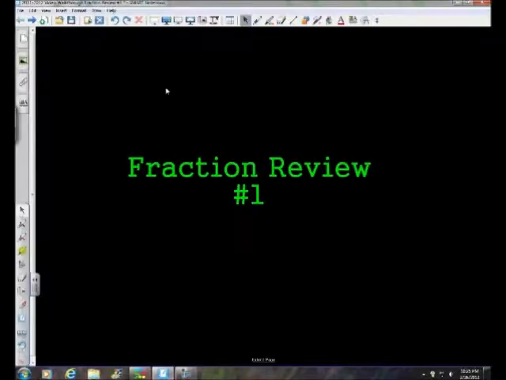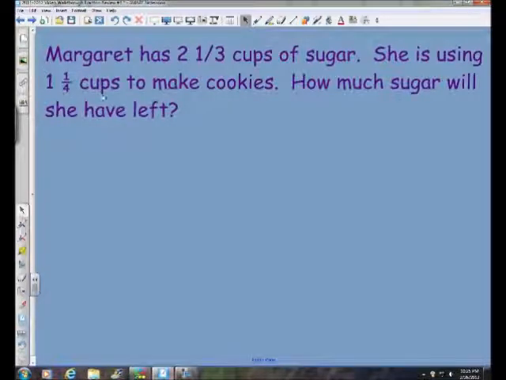Today's presentation, we're going to take a look at fraction review number 1. And we'll look at 3 fraction word problems. And here is the first. Margaret has 2 1/3 cups of sugar. She is using 1 1/4 cups to make cookies. How much sugar will she have left?